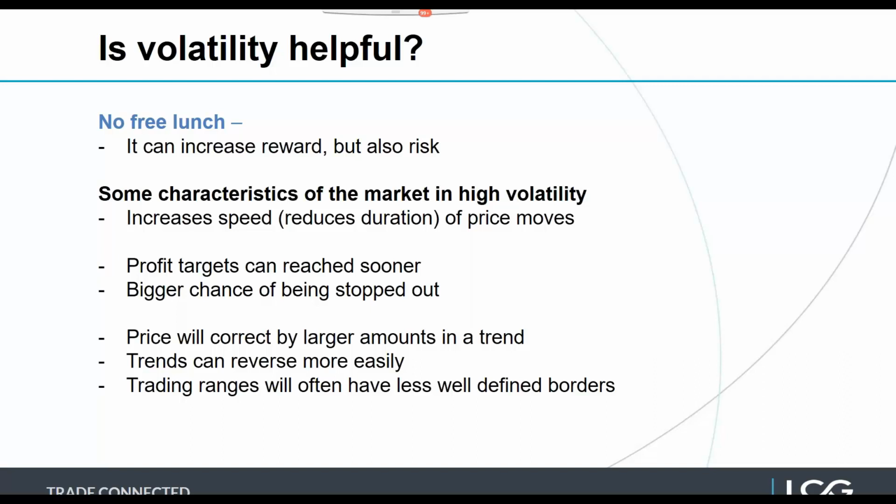And trading ranges will often have a less well-defined border. In a very low vol environment, you often see this kind of rectangle pattern where there's a clearly defined horizontal support and resistance either side of the trading range. When there's lots of volatility, you can see false breakouts back and forth through the range, and it makes it a little bit harder to trade. One option is to use the Bollinger Bands, which is something we're going to touch on momentarily.